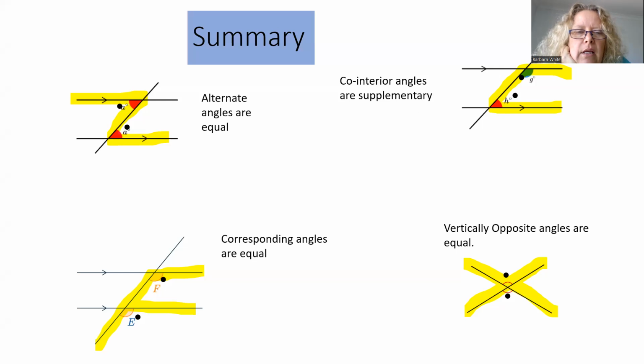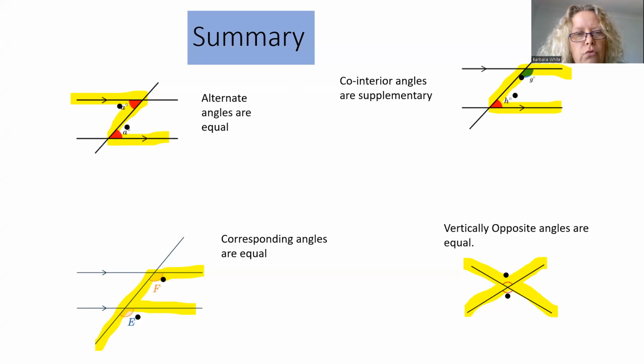Last week, we looked at some of the relationships between the angles that appear on parallel lines. And here is a quick summary. I want to make sure that you have this written in your book because you're going to need this.